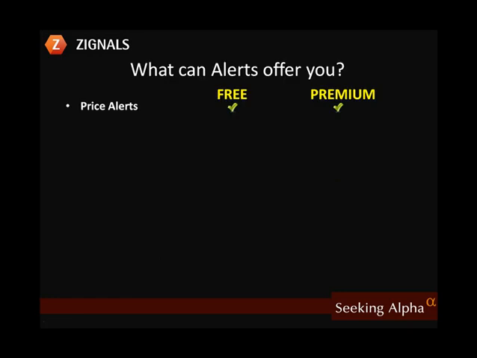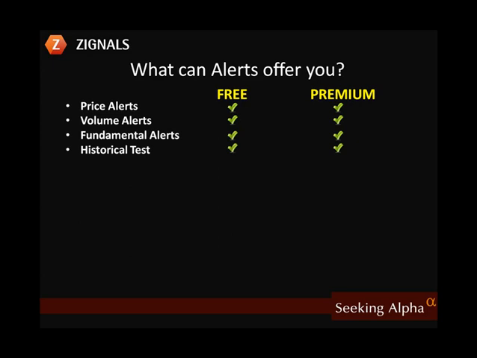What can alerts offer you? Well, free and premium members get three kinds of alert choices. There's price alerts, there are volume alerts, there are fundamental alerts, which also include analyst ratings and estimates.